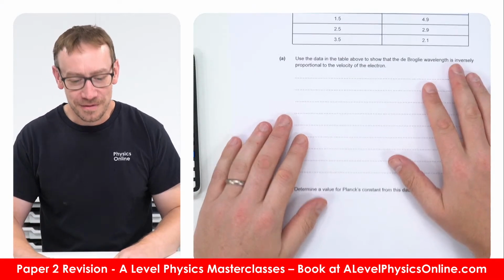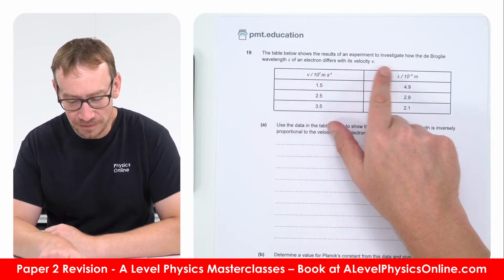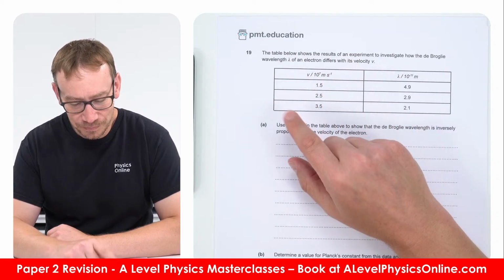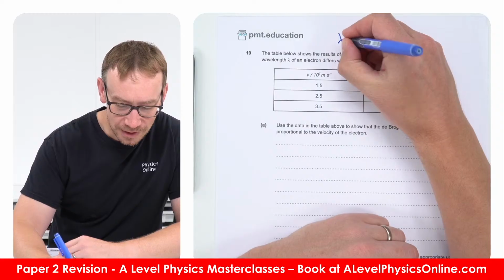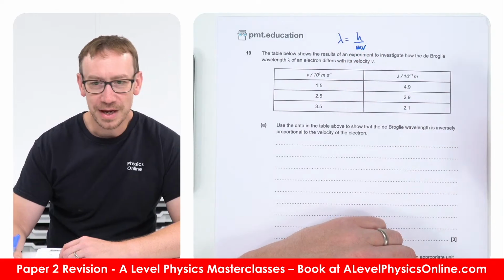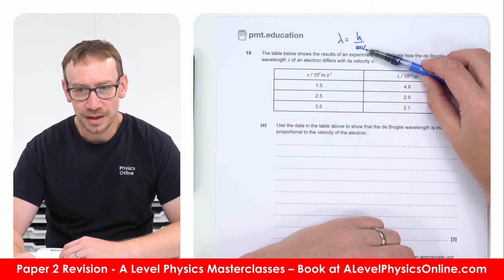Right. Let's go back to doing some proper physics then. The table below shows the results of an experiment to investigate how the de Broglie wavelength differs with its velocity. I would say if you got something like this, I'd just write down that this is what we're expecting: that the wavelength is equal to Planck's constant divided by the momentum.